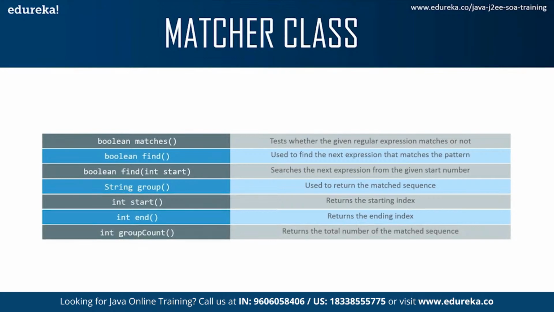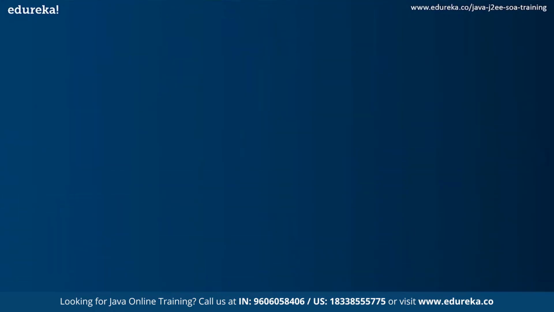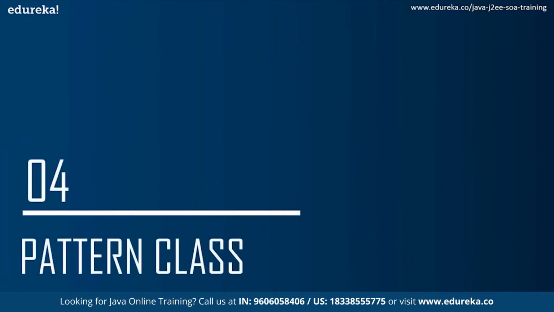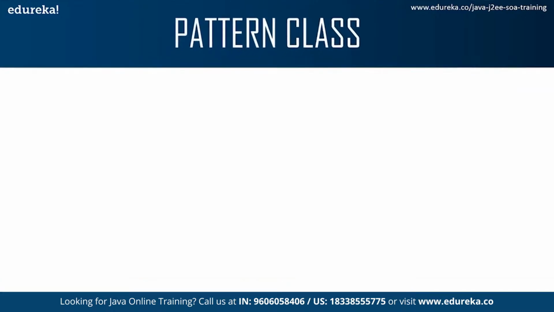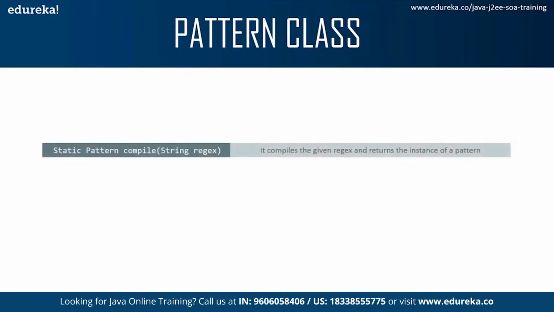So these are the methods of the Matcher class. Now let's move ahead and have a look at the various methods of the Pattern class. Pattern class is a compiled version of a regular expression which is used to define the pattern for a regex engine. So again, this also comprises various methods. First, static Pattern compile, and here I am passing the parameter as String regex. This method will compile the given regex and return the instance of a Pattern.